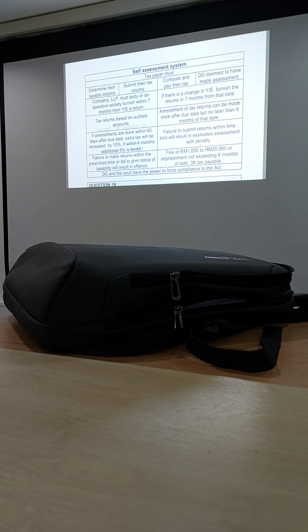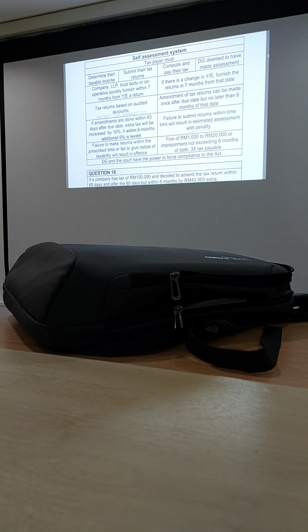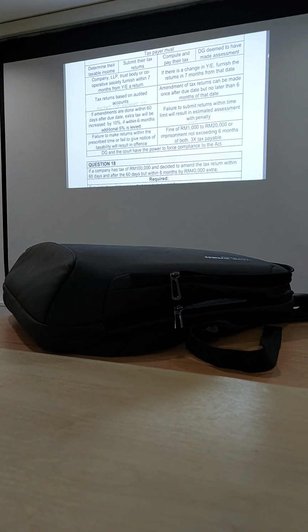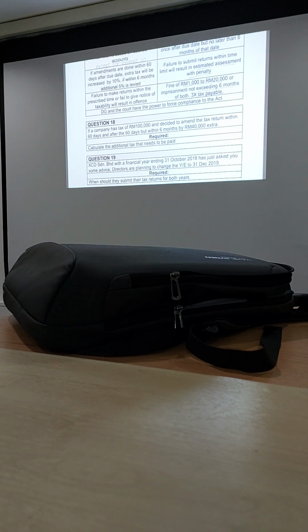Failure to submit return within time limit will result in estimated assessment with penalty. Understand what I mean? They estimate and then they charge penalty straight. Failure to make return within prescribed time and or to give notice of taxability will result in offence. Fine could be 1,000 to 20,000. Prison 6 months or 3 times tax payable. Got it? The DG has the power to force you to comply.